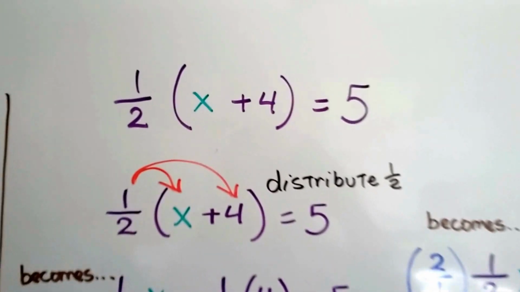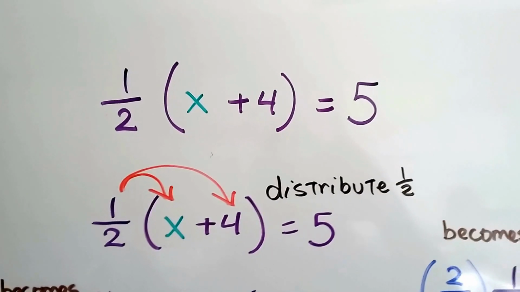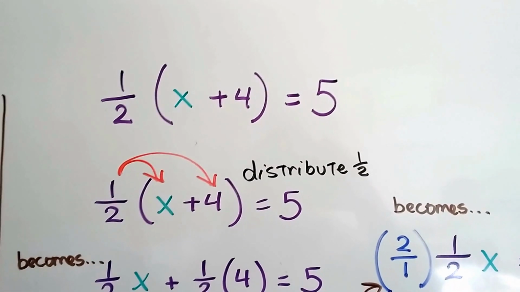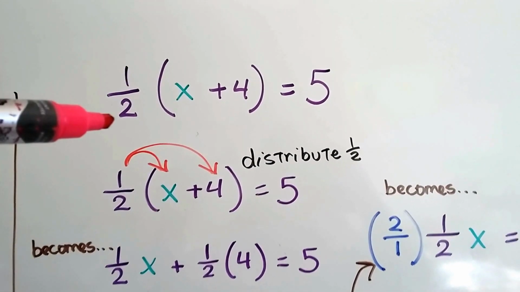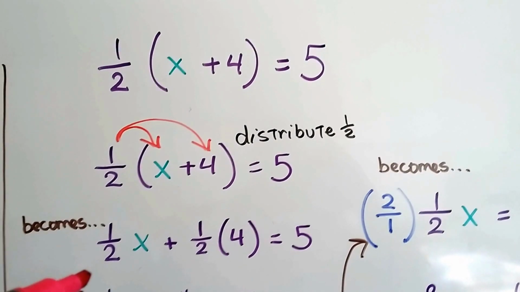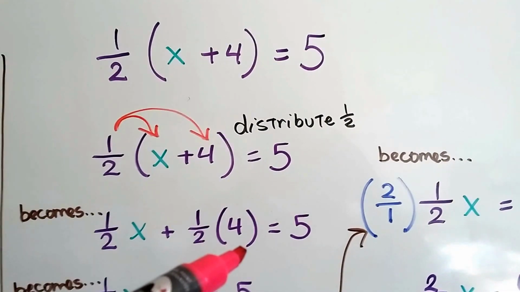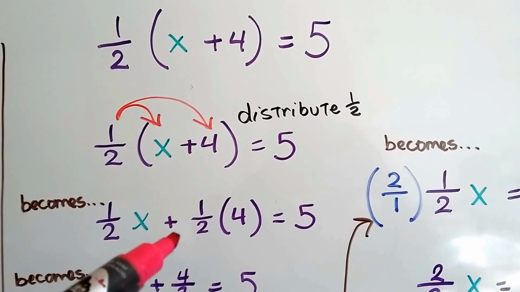But what happens when we've got a fraction that needs to be distributed? Okay, well, we just distribute it just as we would with a whole number. We get half x plus half times 4, see? Half x plus half times 4. It gets distributed to both with the plus sign in the middle.